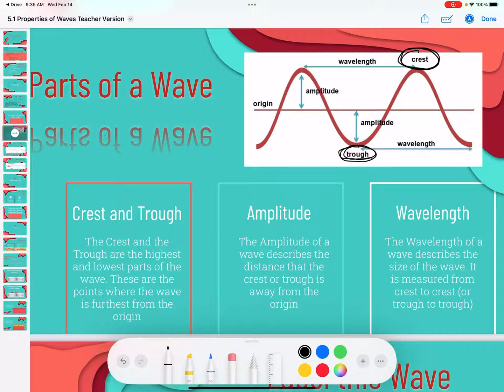It has to go down and you put the food inside of it. Or like the crest of a hill. Most of us are familiar with that. So the crest and the trough are the top and the bottom of the wave. And part of the definition is these are the points where the wave is furthest away from its origin.